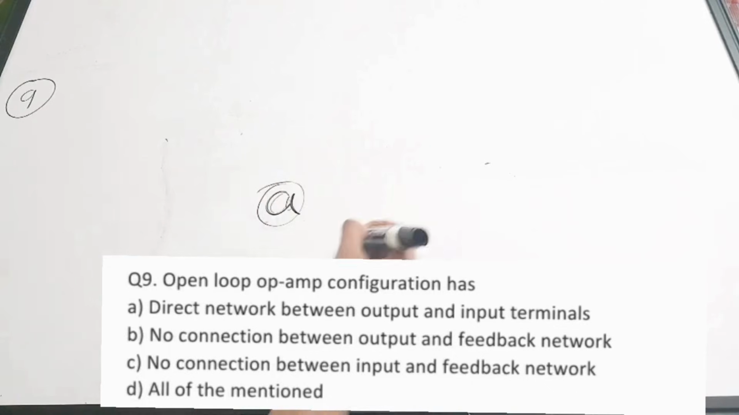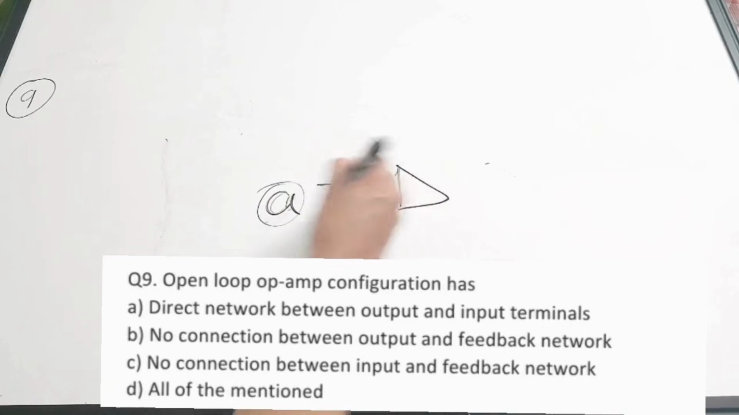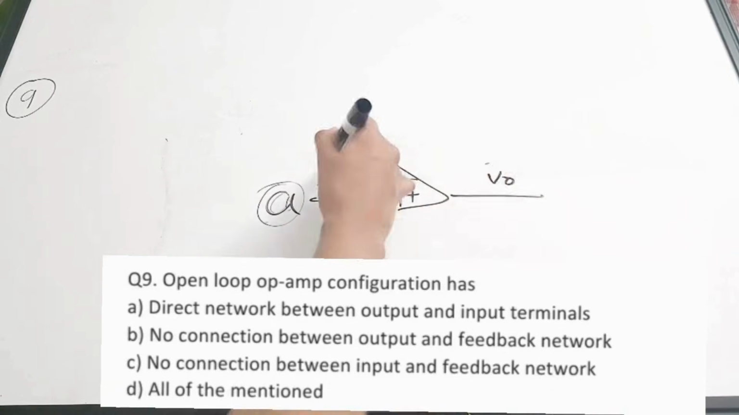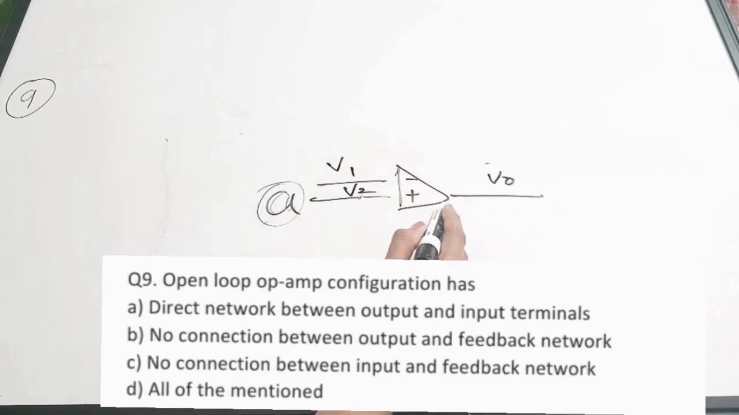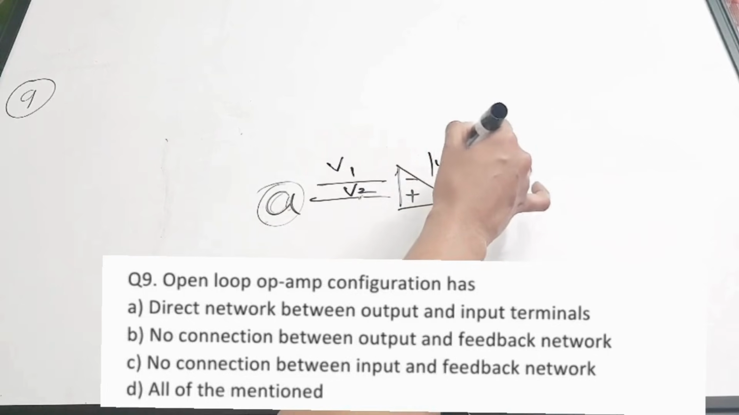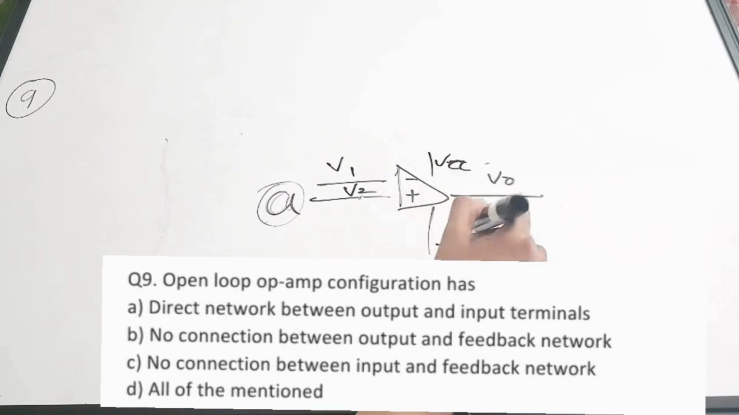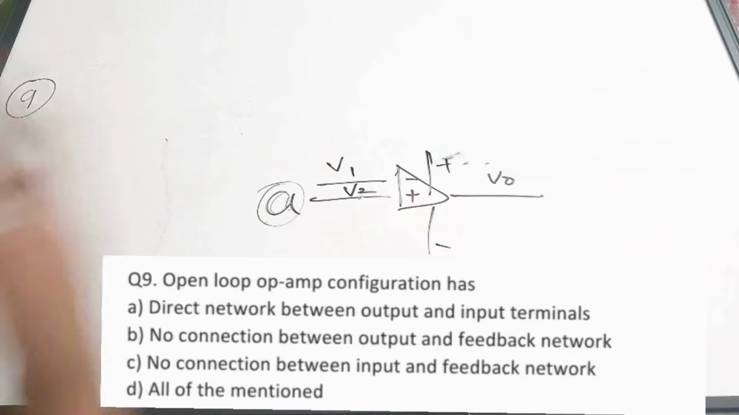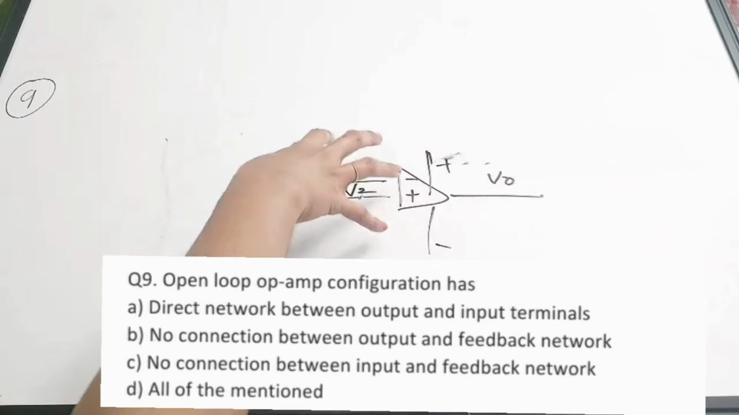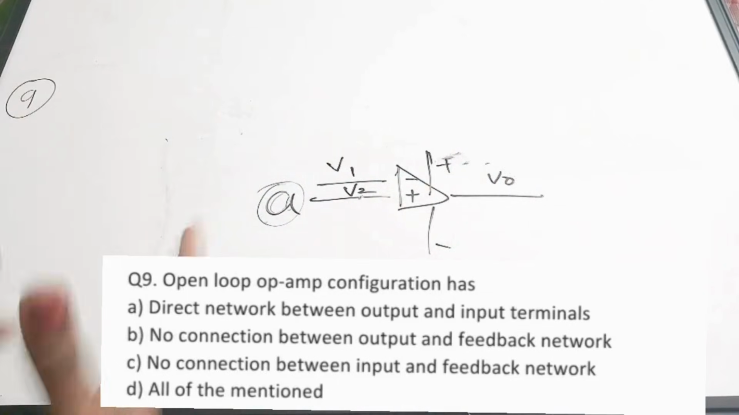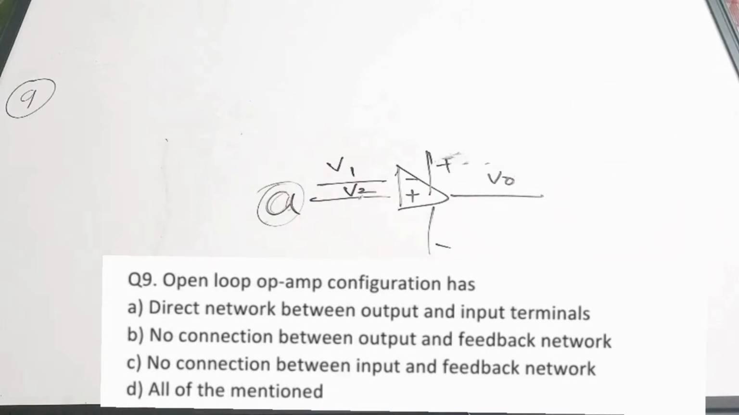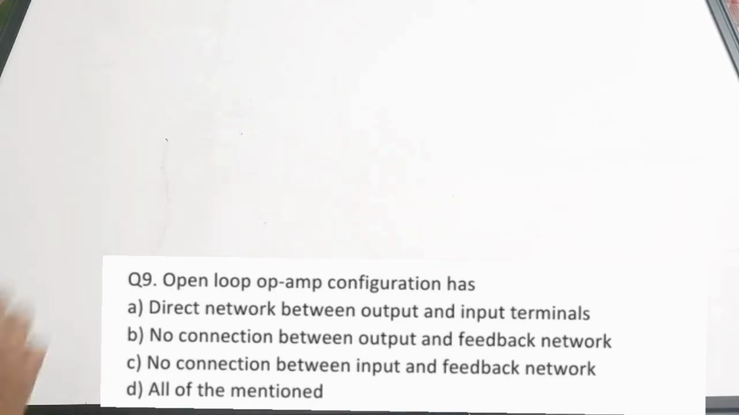So when the op-amp is in open loop, you apply inputs here, V1, V2, and you take the output here. This is plus VCC, this is minus, the supply voltages plus and minus. So there is a direct network. There is nothing like a feedback connection here. So the correct answer is option A. The last question, which is the 10th question.